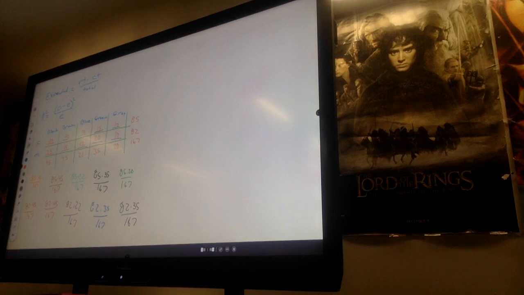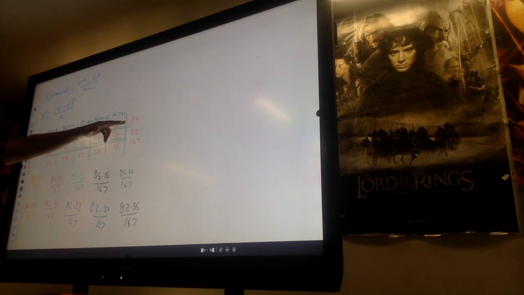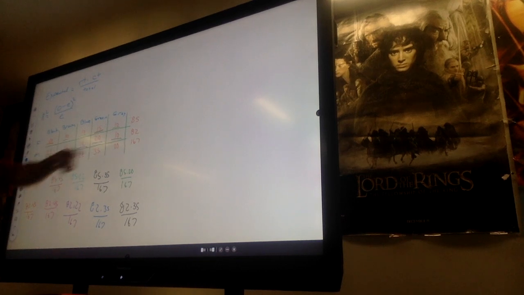What does RT stand for? I'm just copying down the equation. Right, it's the row total, column total. So this is the row total. This is the column total. Okay. The bottom numbers, and then the total. Okay, sounds good.